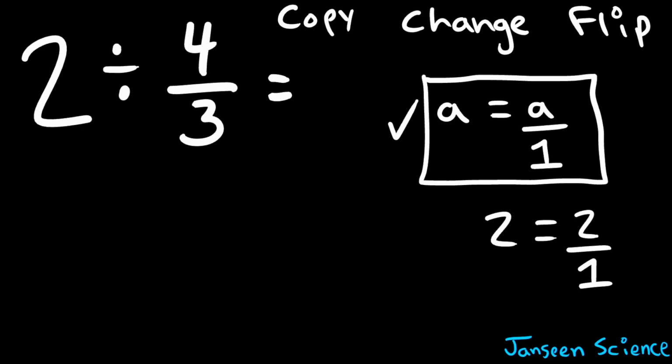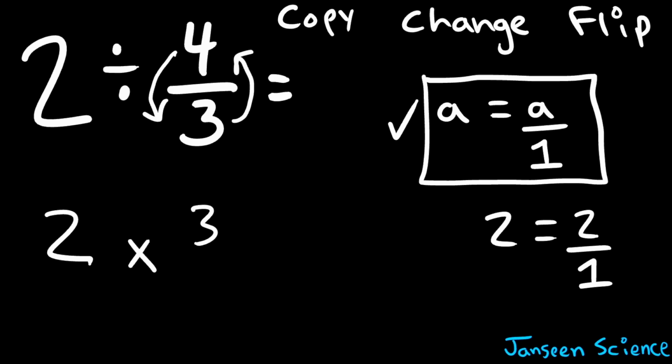Let's go ahead and solve 2 divided by 4 over 3 using the method called copy, change, flip. First thing we need to do is copy. We copy the 2. Next, we change the symbol, the division symbol, to a multiplying symbol, like this, x. Finally, flip. We flip the fraction. The 3 will go on the top of the fraction, and the 4 will go at the bottom of the fraction. So it'll be written like this, 3 over 4.